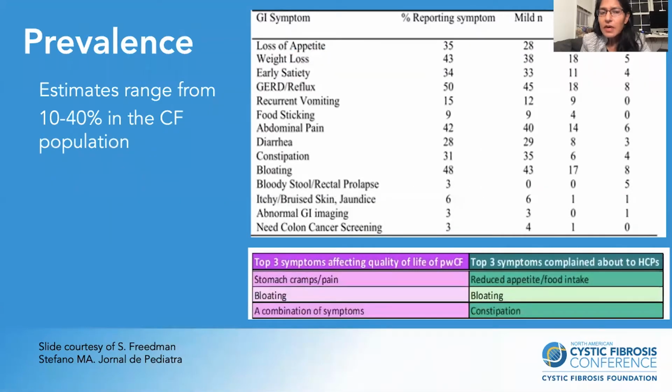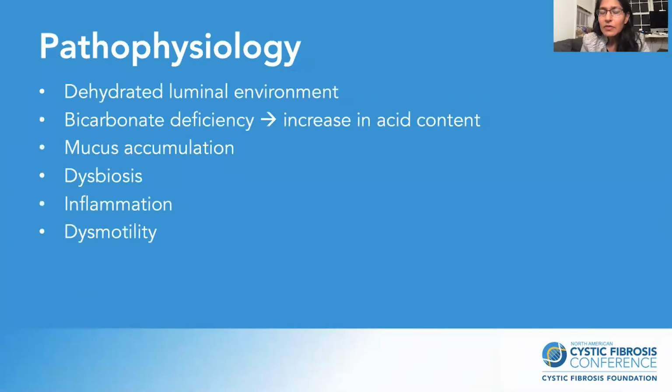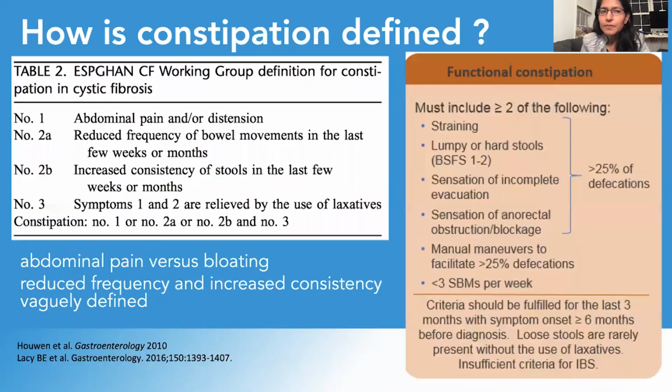Estimates of constipation in the CF population range from 10 to 40%, and it's one of the top 3 symptoms that CF patients complain about to healthcare providers. The pathophysiology of constipation in CF patients is multifactorial. It's due to decreased intestinal fluid and a dehydrated luminal environment, bicarbonate deficiency, which leads to an increase in acid content, as well as factors like mucus accumulation, dysbiosis, inflammation, and dysmotility.